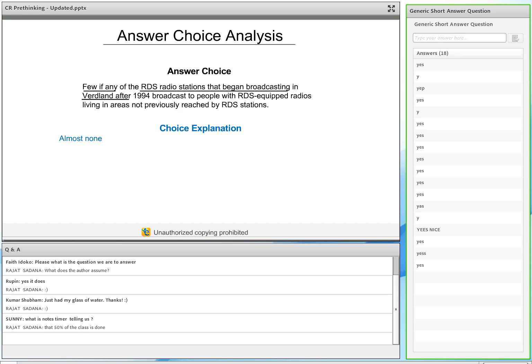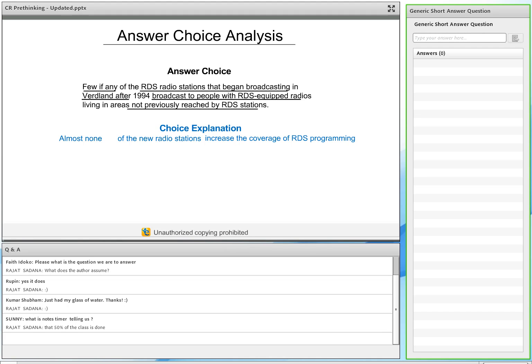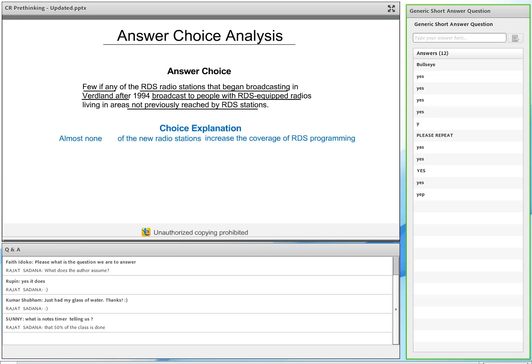Few if any means almost none of the RDS radio stations that began broadcasting after 94. What are the RDS radio stations that began broadcasting after 94? They are the new radio stations. Broadcast to people with RDS equipped radios living in areas not previously reached by RDS stations. Almost none of the new radio stations increase the coverage of RDS programming. Do you understand the transcoding? Okay. Now, yes, bullseye.